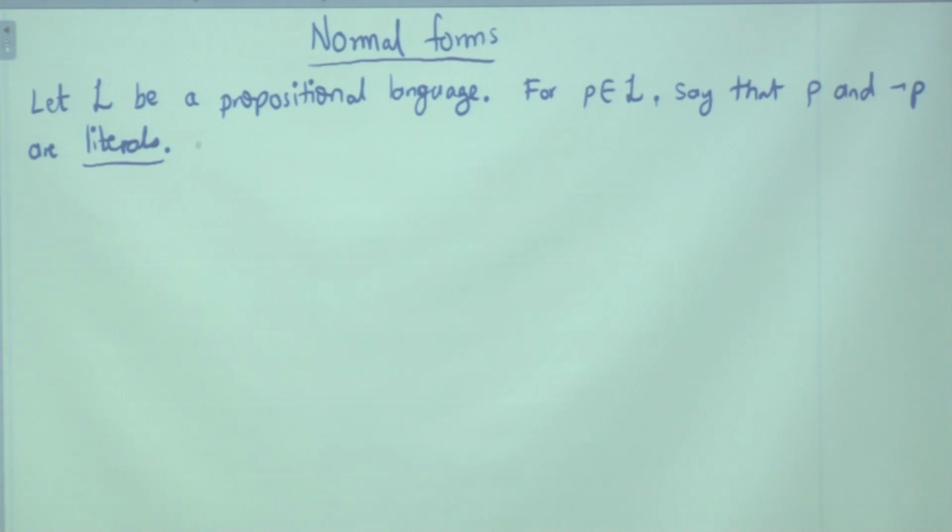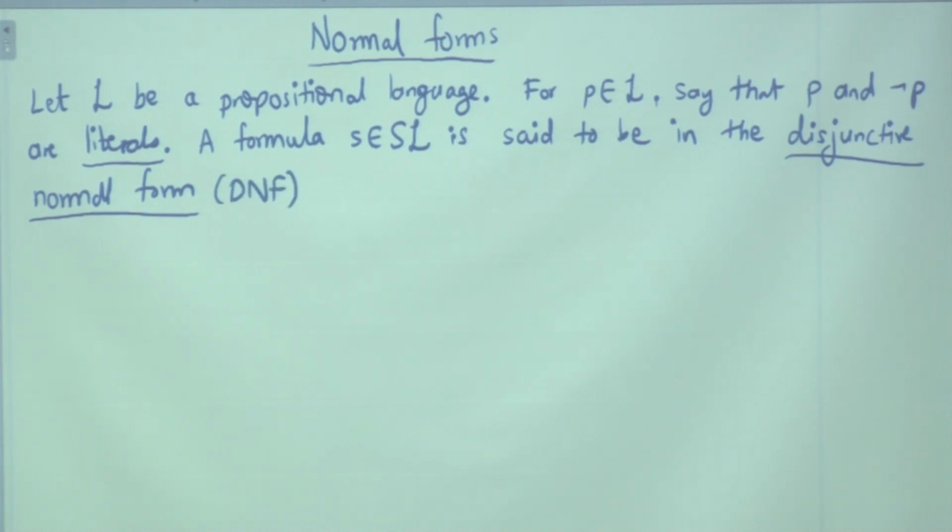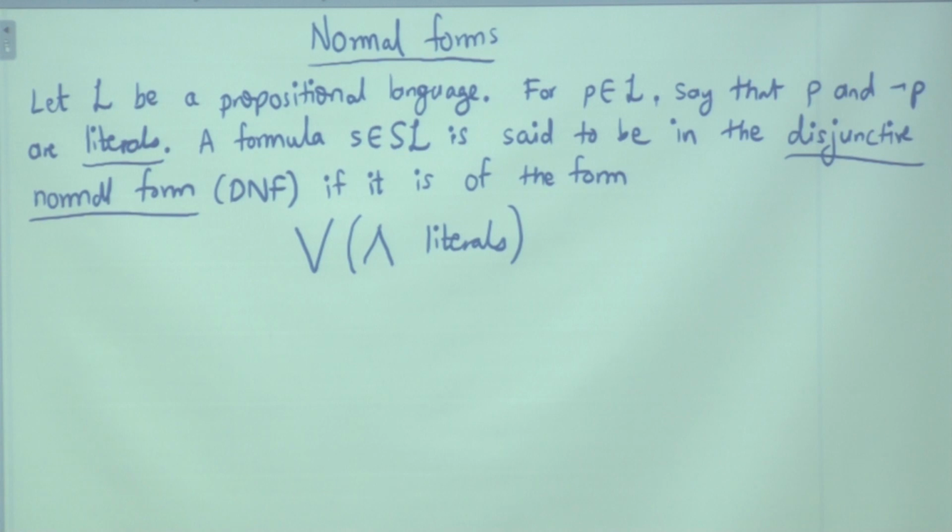A formula S in S_L is said to be in the disjunctive normal form, I am underlining it, in brackets DNF. That is how we normally pronounce it. If it is of the form a disjunction of conjunctions of literals. Of course, these are finite sets. We are taking the disjunction of finitely many conjunctions of literals.